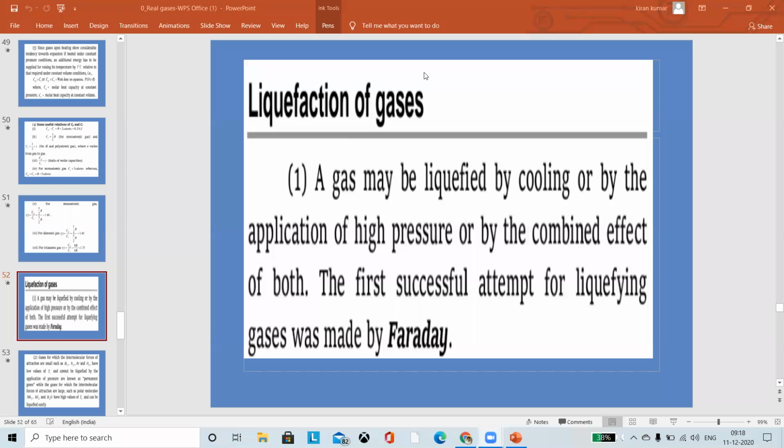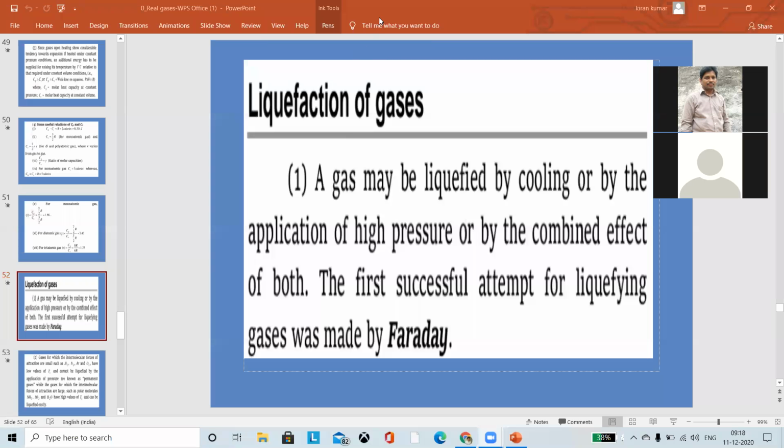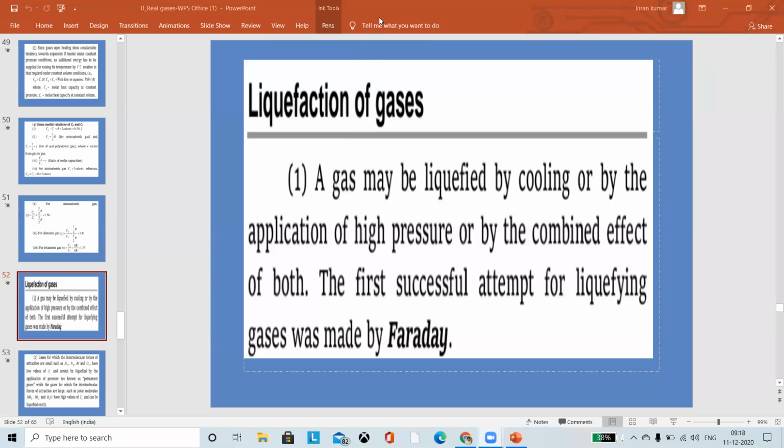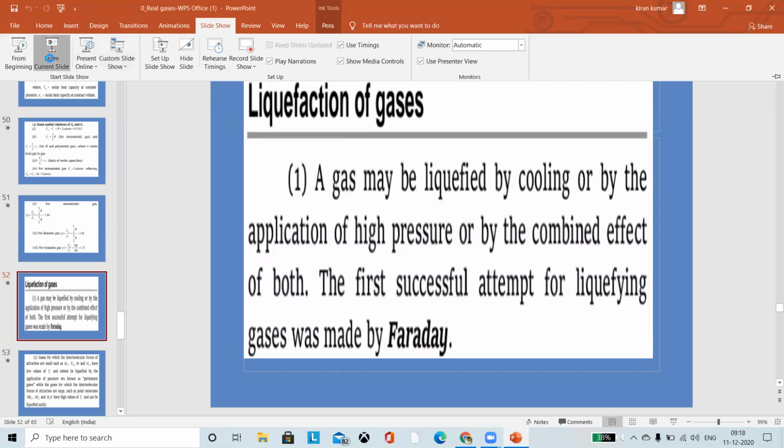Hello everyone. Today we continue with liquefaction of gases. Liquefaction of gases and how the gases can be converted into liquids we have discussed. First, what do we have to do in liquefaction of gases? First, we have to cool the gas. We have to lower the temperature of the gas to below its critical temperature.